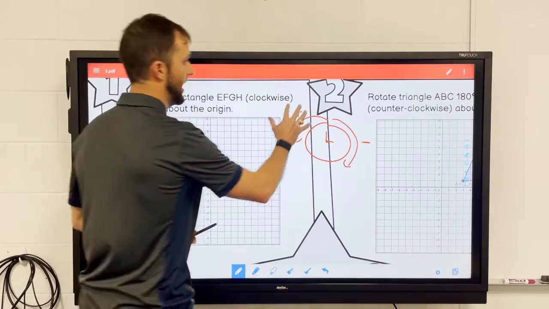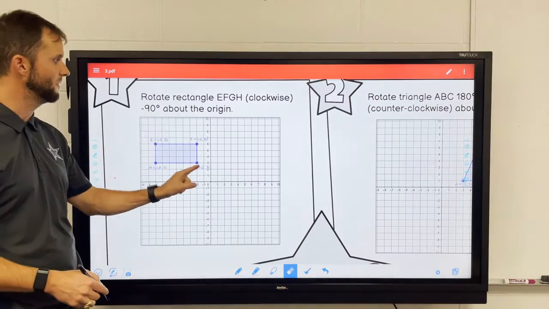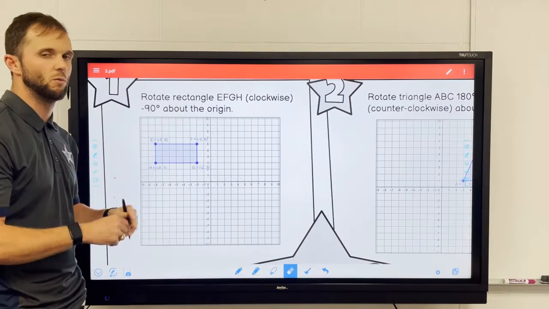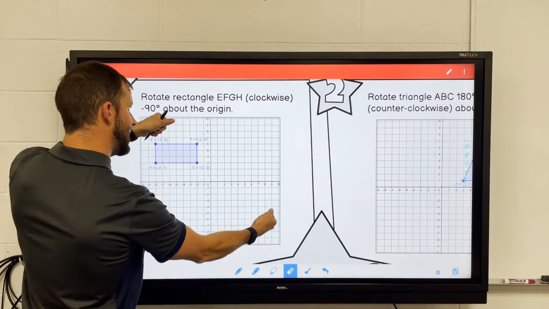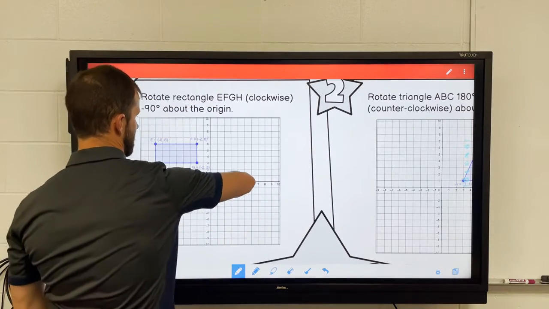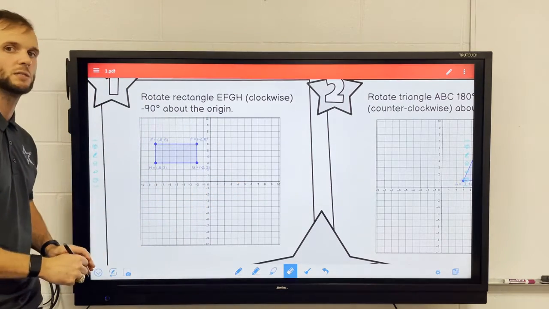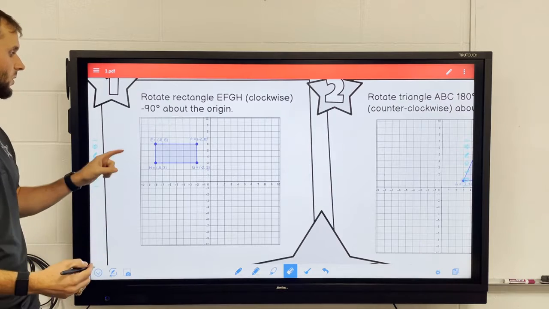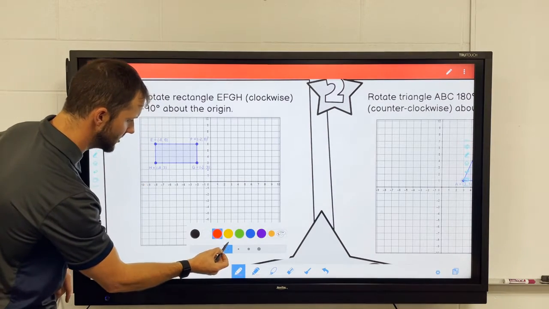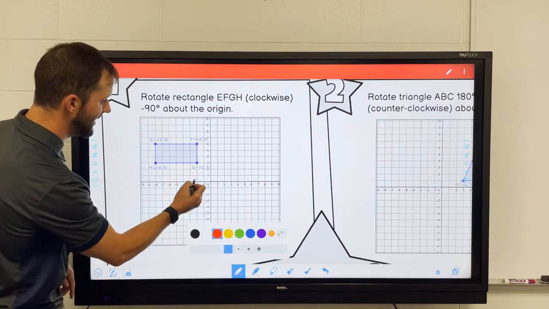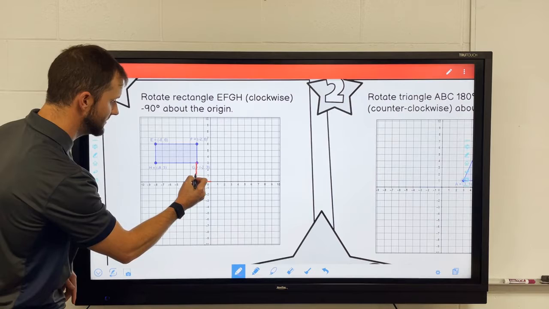So the first thing we're going to do is rotate this rectangle -90 degrees about the origin, clockwise. I want you to picture, if I was to take this graph and rotate it 90 degrees, meaning I'm going to take this and put it up here, take this and put it down here. We're going to do the same thing here. Let's look at coordinate G, okay? Right now, if I counted over, we're at -2, 3. So I'm going 2 spaces over and 3 spaces up.